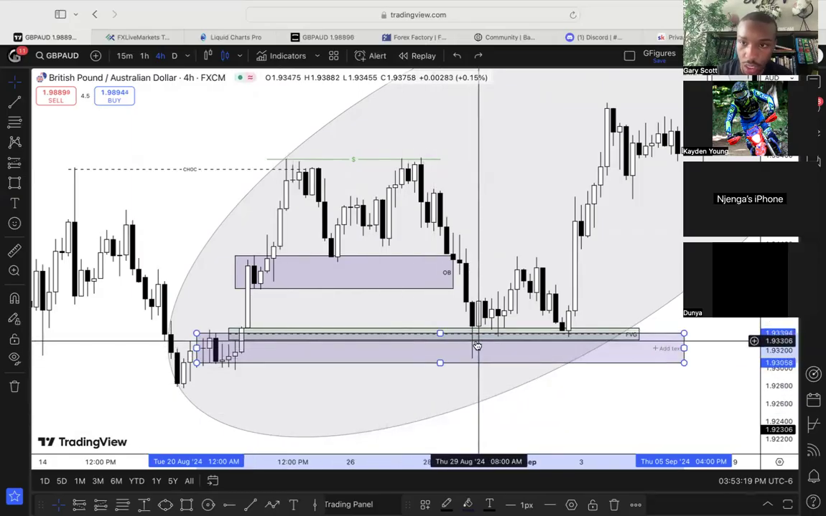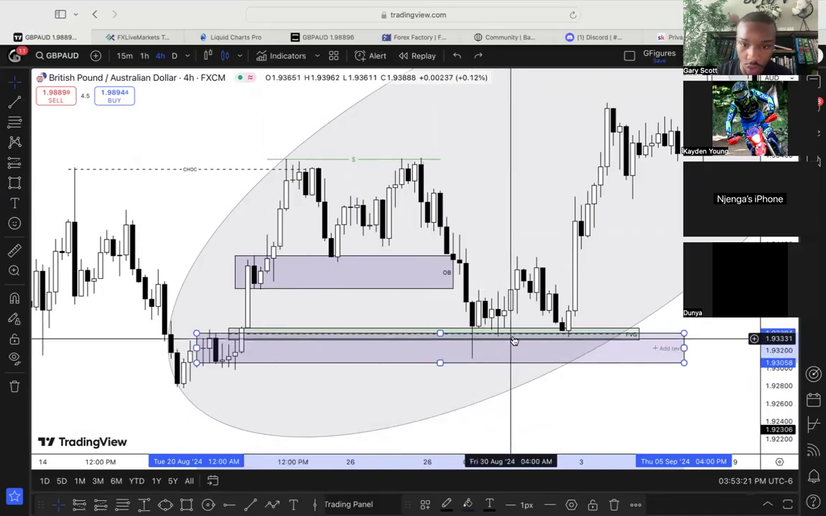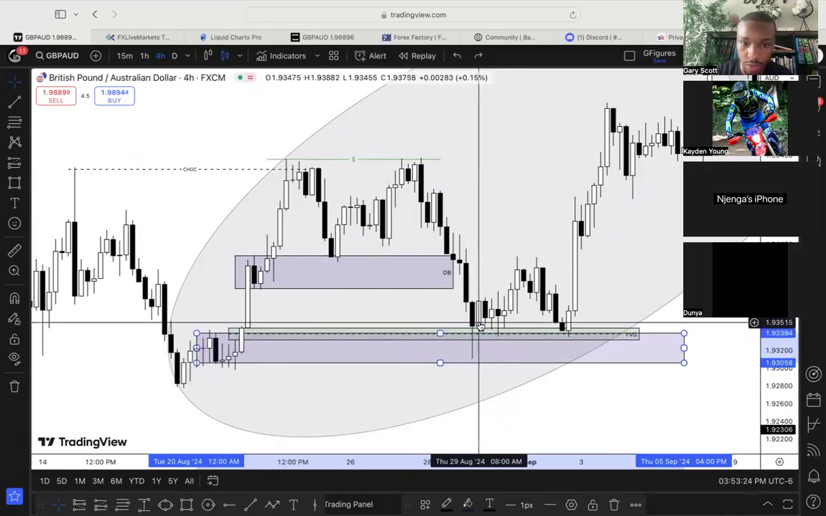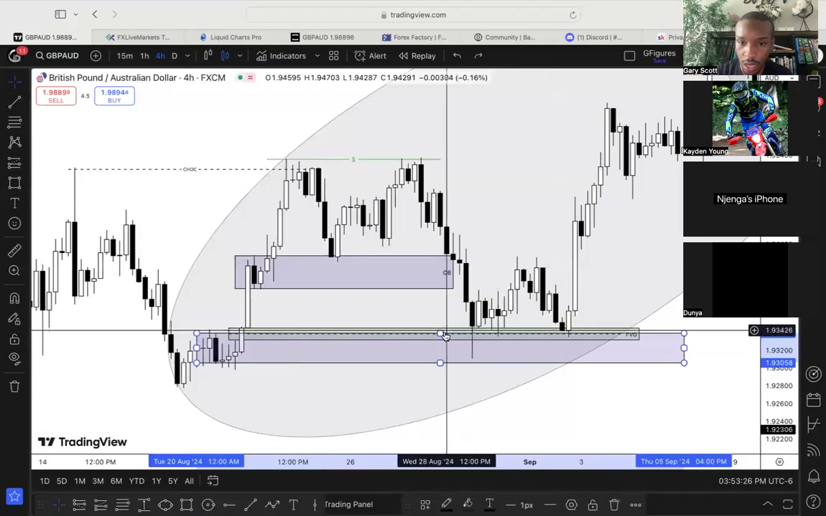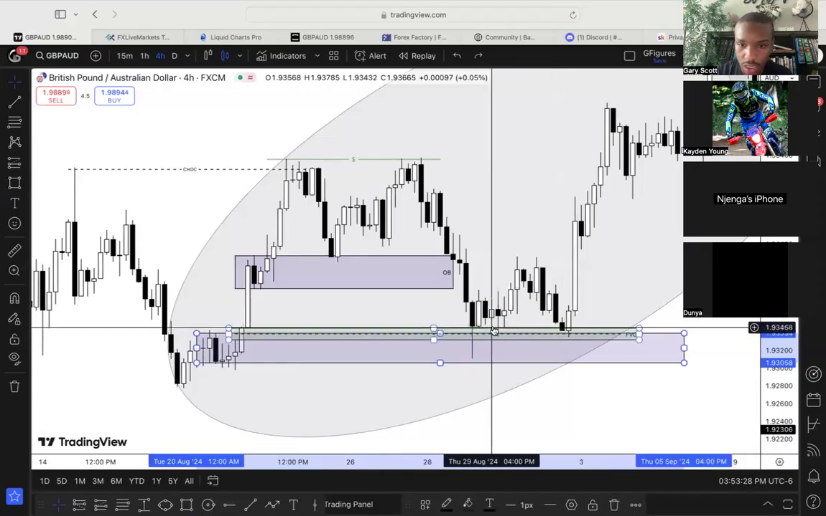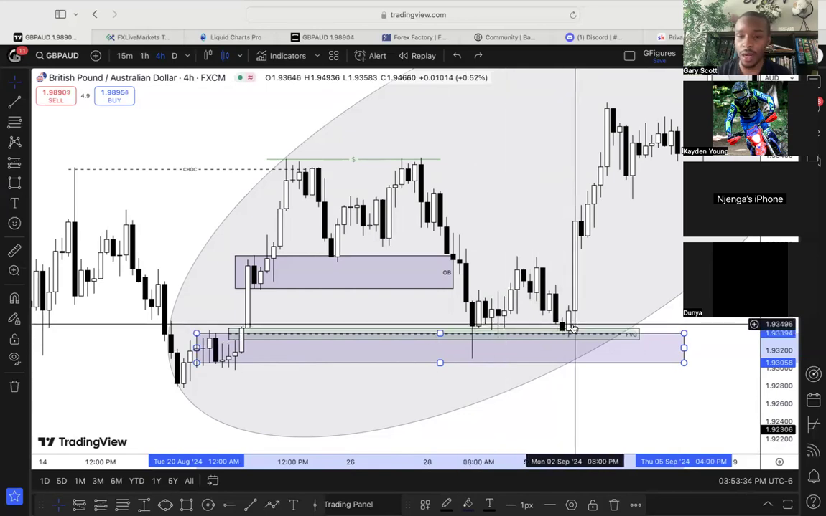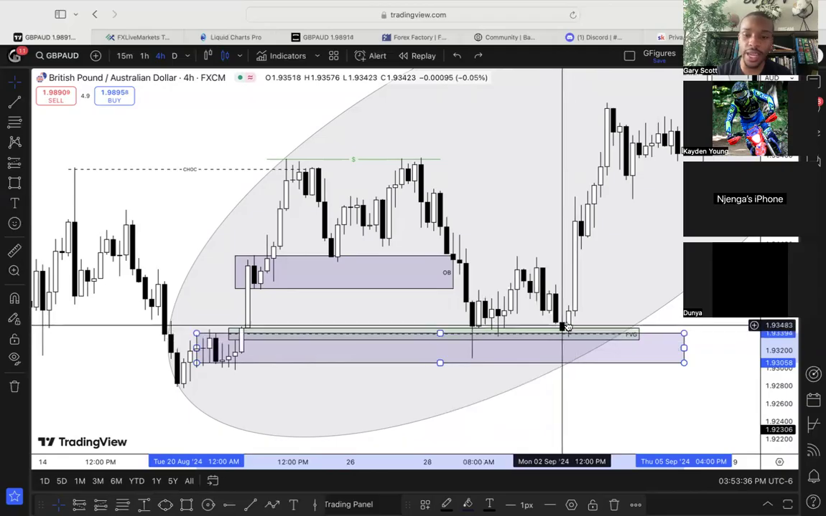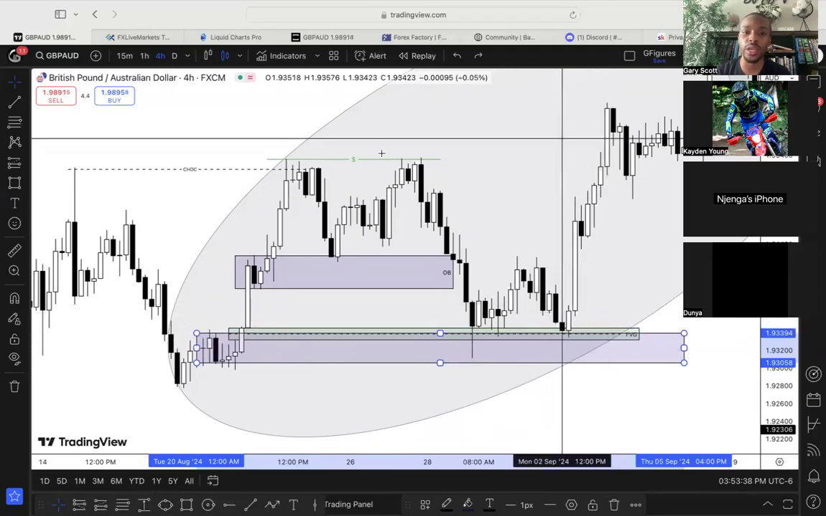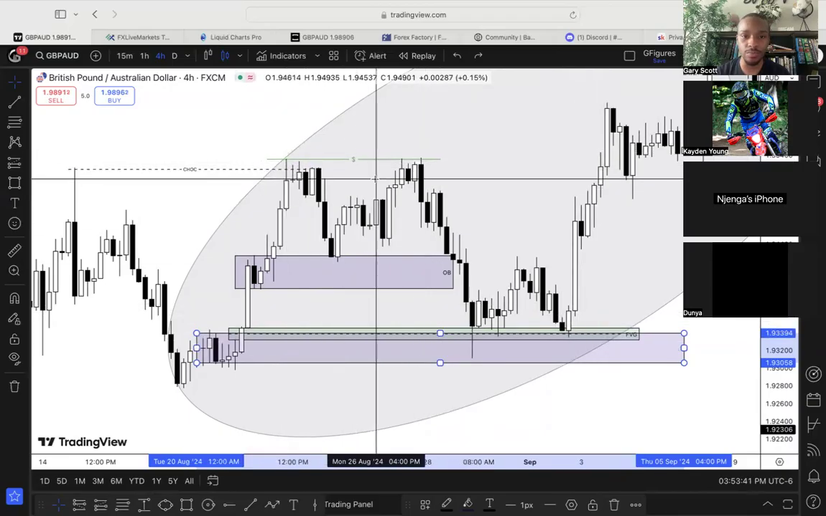Not only did you get a close above this order block, but you also got a close above this fair value gap. Not only once, not twice, not three times, but 8 times, right? It closed above this level 8 times before it actually went to take out those highs.